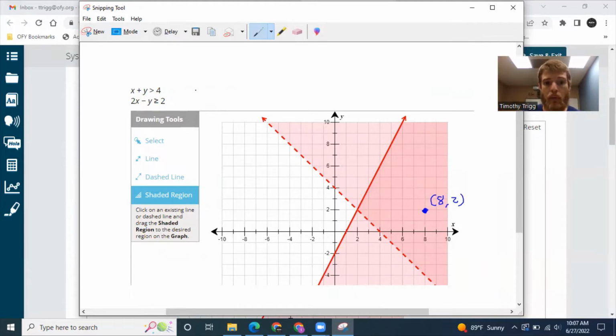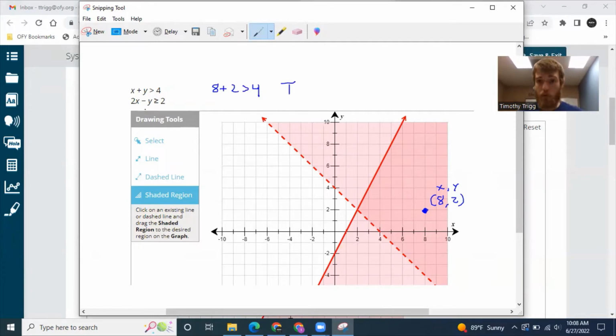So I'm going to rewrite both these inequalities using this coordinate point. I'm replacing the x with 8 and the y with 2. So that'll give us, for this first inequality, 8 plus 2 is greater than 4. Well, we can see that's true, right? 8 plus 2 is 10. 10 is greater than 4. Yes, that's a true statement, isn't it?